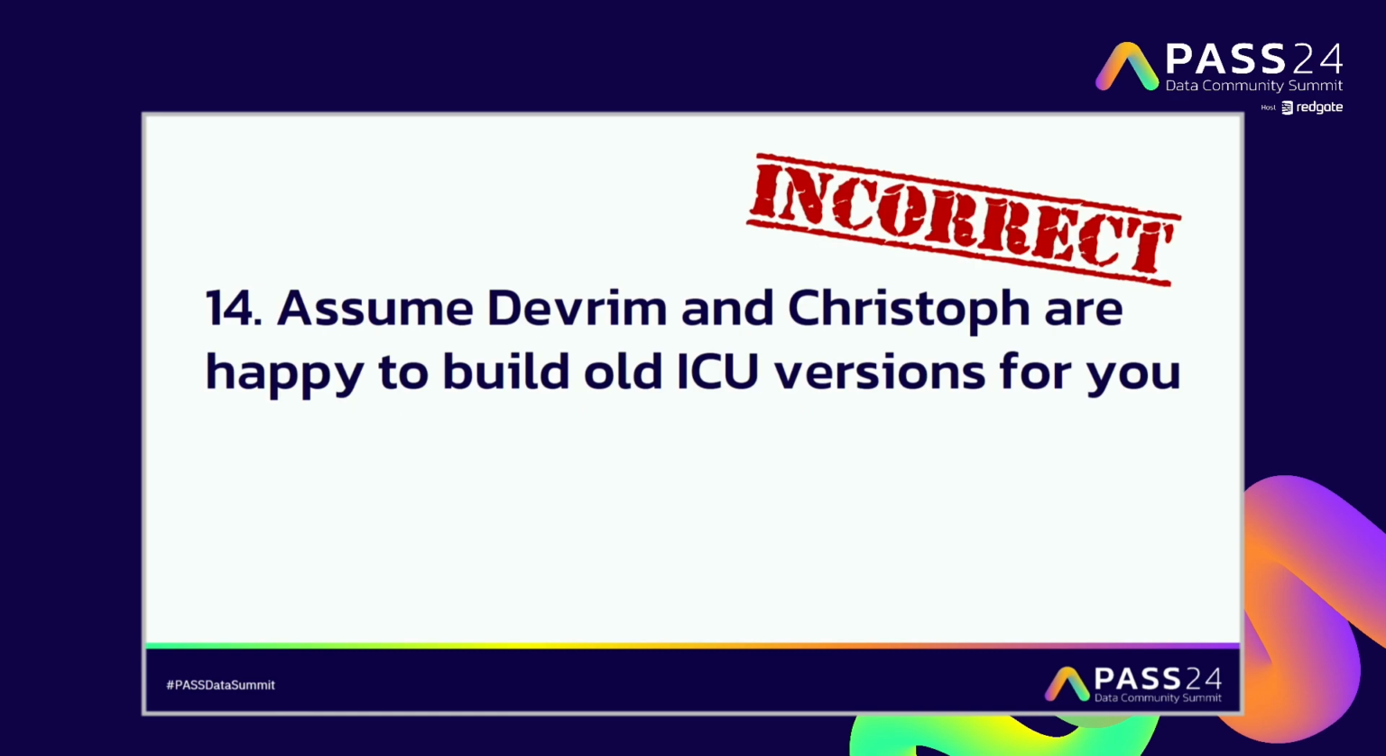Number 14. Now, I've called out Devrim and Christoph here. You probably don't know who those people are. Devrim's actually here. I saw him at lunch today. Devrim is one of the people most involved in building the RPM packages that I would suspect over half the world uses to run Postgres. Christoph is very involved in building the Debian packages that half the world uses to run Postgres. So since they are building and packaging Postgres, surely they could just build all the old versions of ICU for everybody?